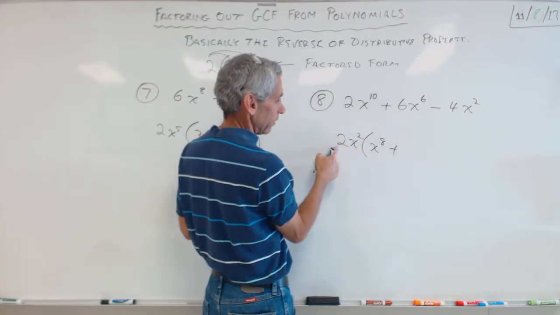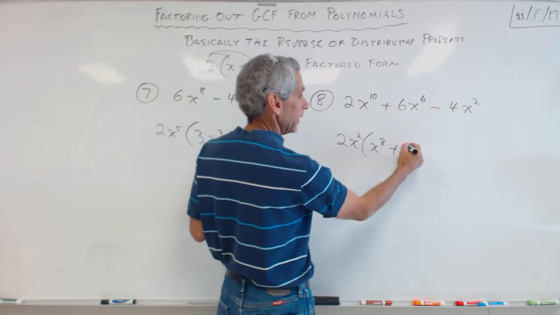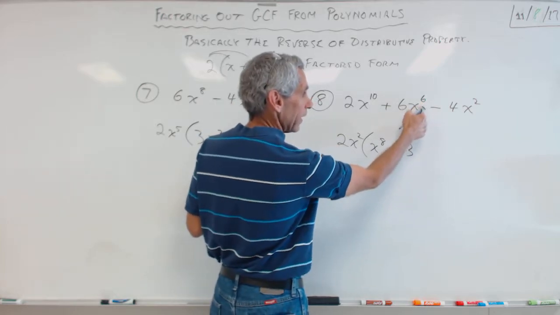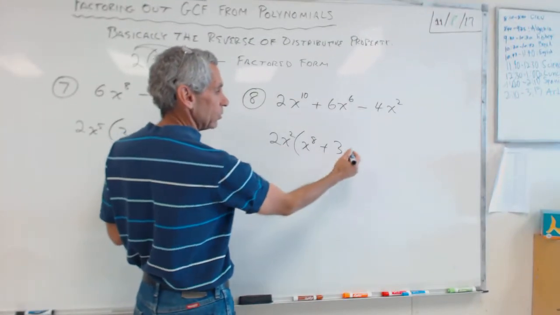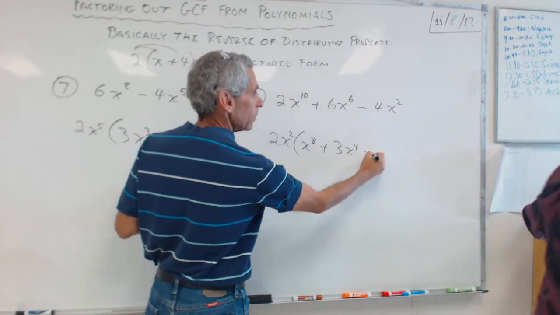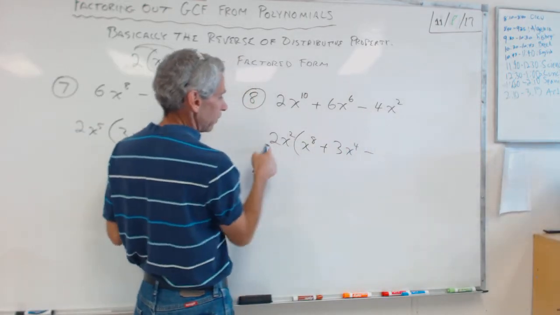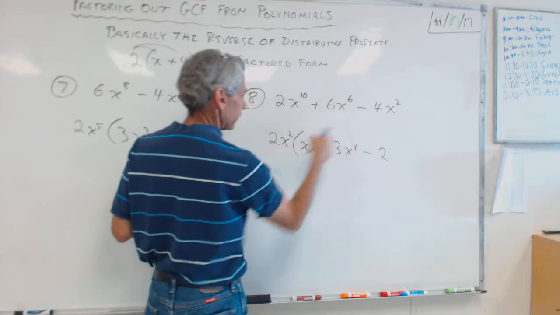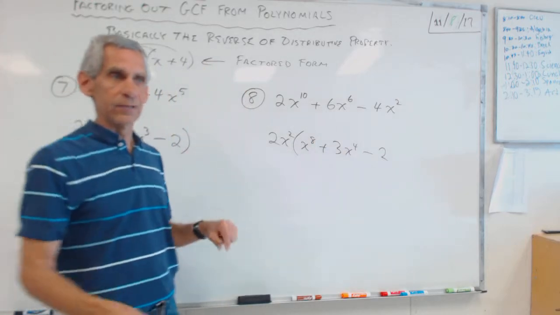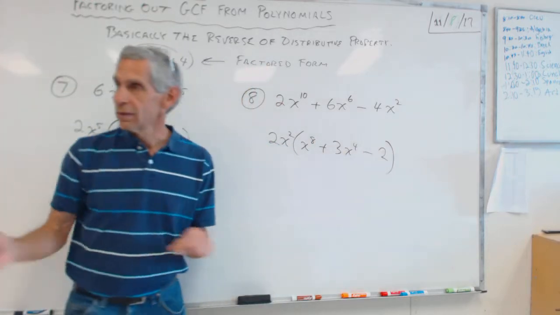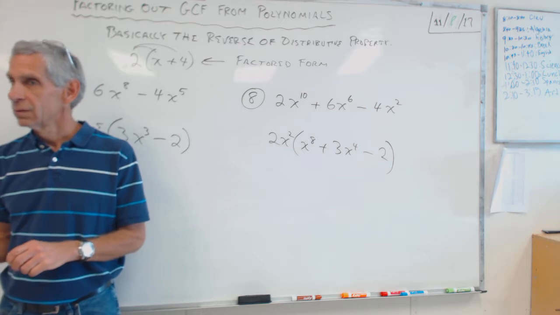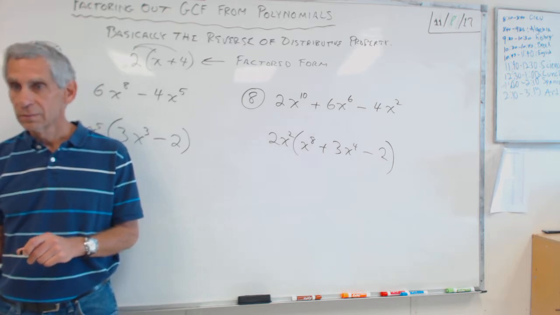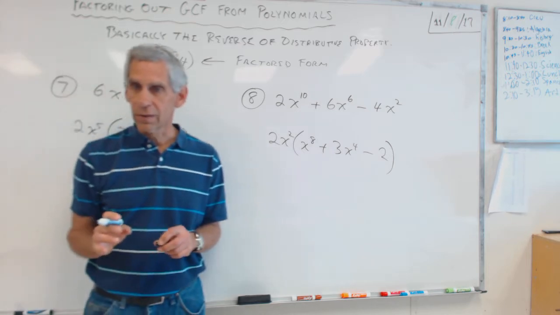Plus, 6 divided by 2 is 3. I've got 6 of them. I'm taking away 2, so it's x to the 4th. Minus 4 divided by 2 is 2. X squared divided by x squared, they cancel out. Yes or no? Yes. You get it? I went a little faster.